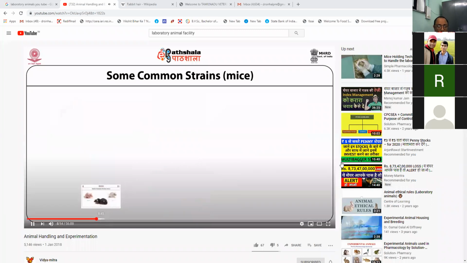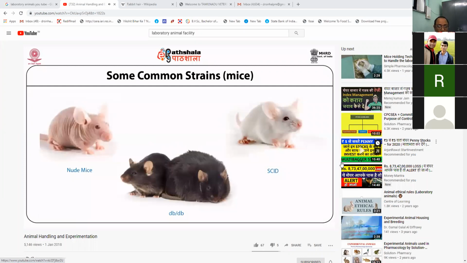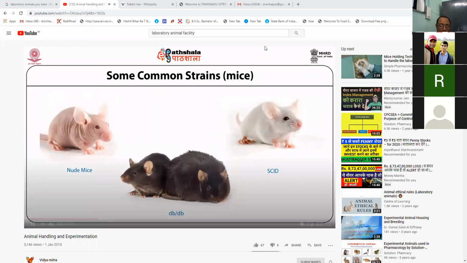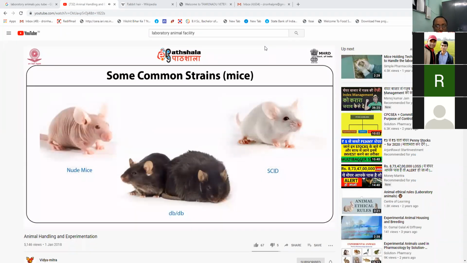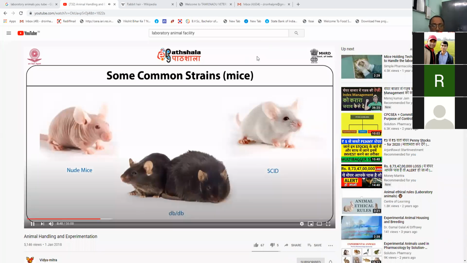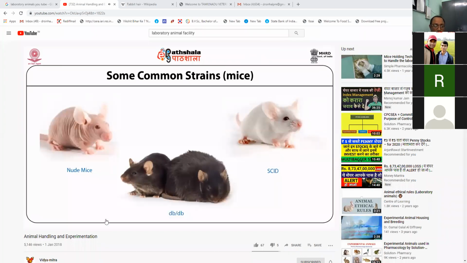This is some of the immunocompromised mouse and some of the mutated mouse actually. The first one is the nude mouse, where the T cells are completely depleted and the mouse doesn't produce T cells. And the other mouse is SCID, what we call a severe combined immunodeficient mouse model, which lacks both T and B cells. And these two models have wide application in cancer, gene therapy and stem cell therapy research. The below what you see is a db/db mouse.